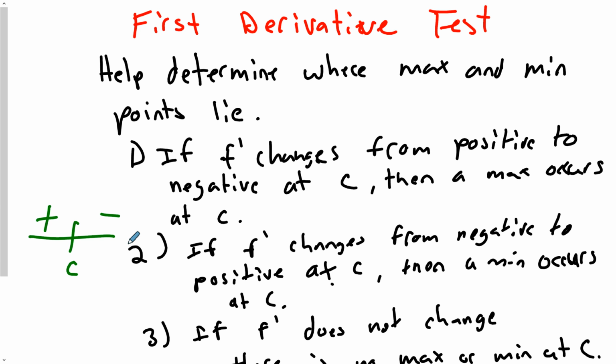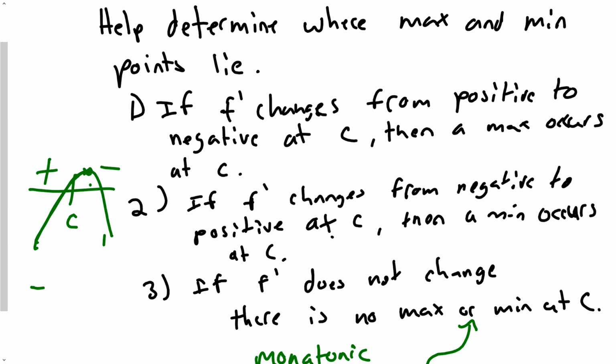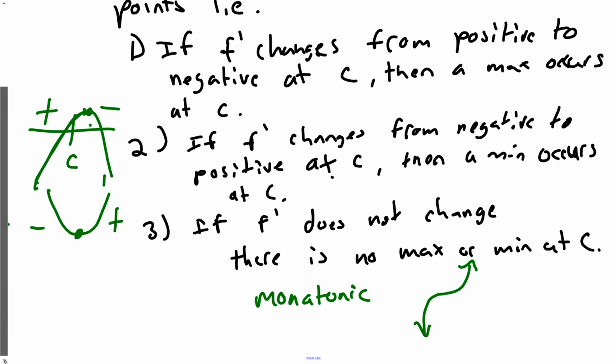If we go from positive to negative, that means I'm increasing and then decreasing, so I'm going to have a max, which makes sense. You're going up and then coming down, so this is going to be a max. This is kind of self-explanatory. Or if you go from negative to positive, that means I'm decreasing and then increasing, so I'm going to have a minimum. The third thing: if it doesn't change, you have something like this to the right, and it's called monotonic, where it's increasing, and after that critical value, it's still increasing.